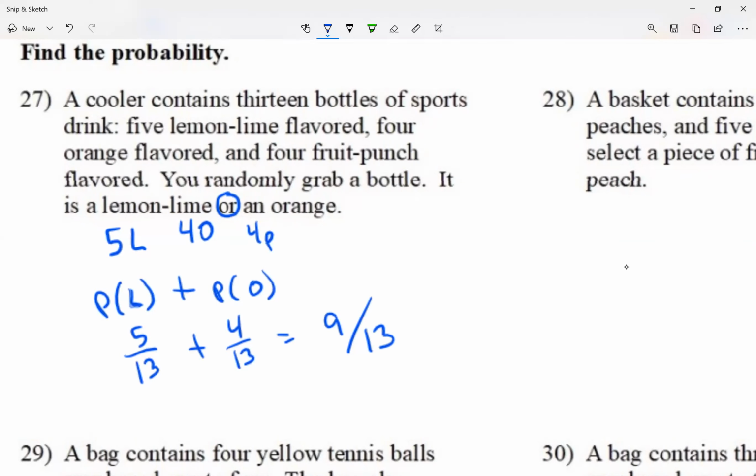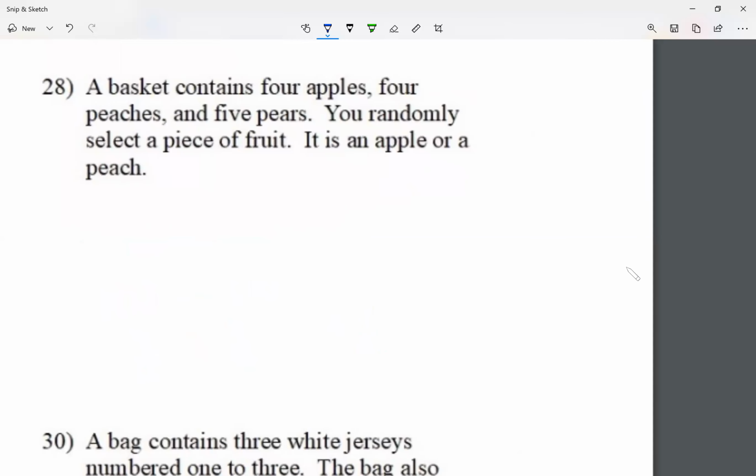Now let's take a look at number 28. There's a basket that contains 4 apples, 4 peaches, and 5 pears. So let me write my information. 4 apples, 4 peaches, and 5 pears. There's a total of 13 fruits. You randomly select a piece of fruit. It is an apple or a peach. Now, can I get a fruit that is both? No. So this is what we call mutually exclusive.